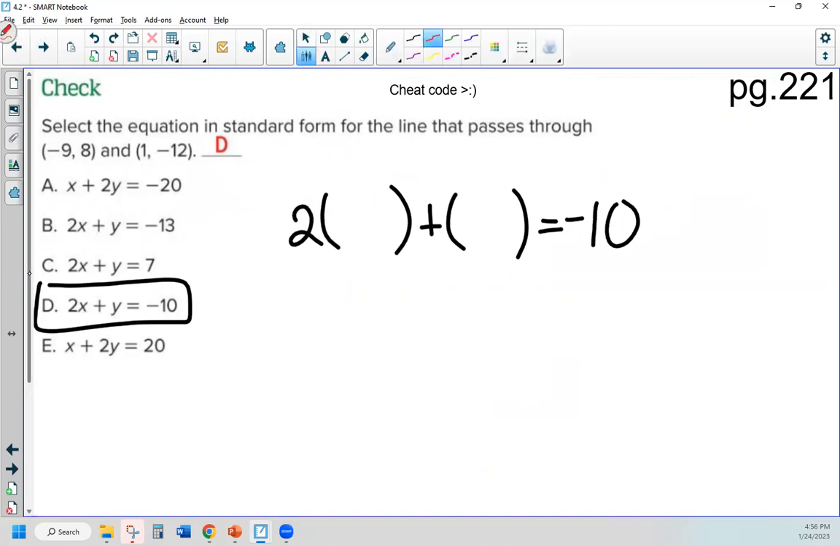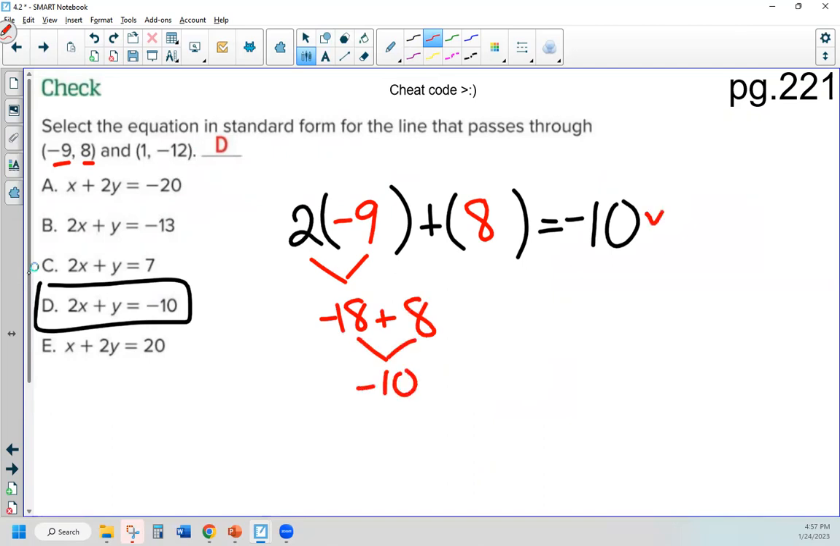And why am I putting parentheses? Well, I'm putting parentheses because I have an x and a y here that I want to input to check to see if that's true. The points of the line will make the equation true. So this is x and this is y. When you multiply this together, you'll get negative 18, plus 8. That gives you negative 10. So it makes this true.